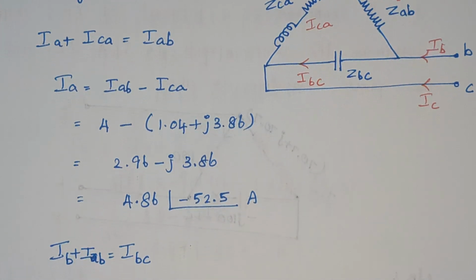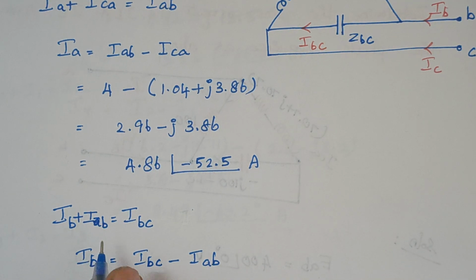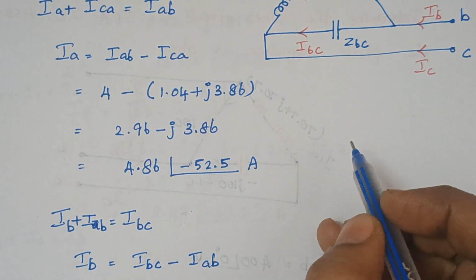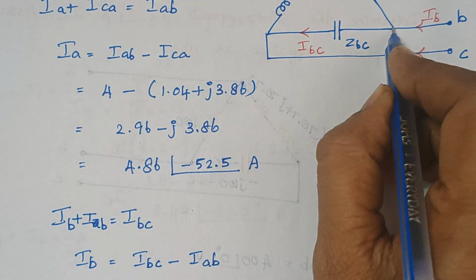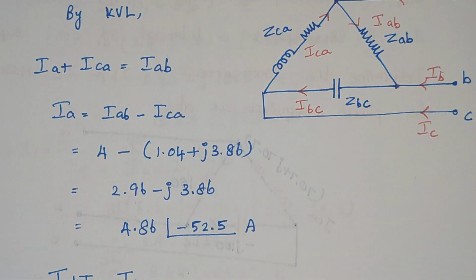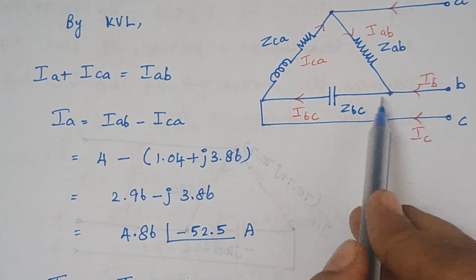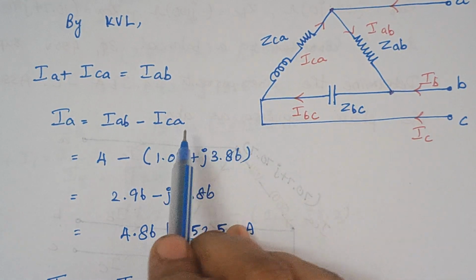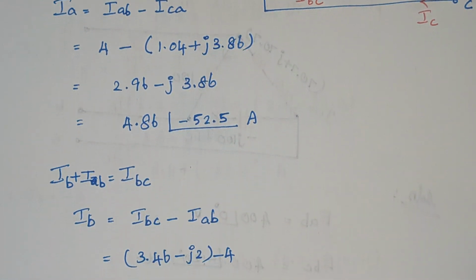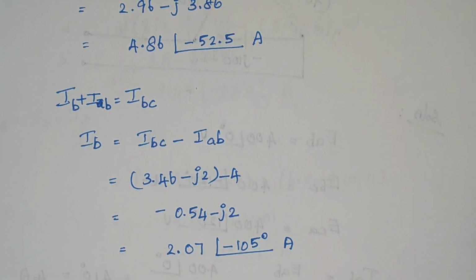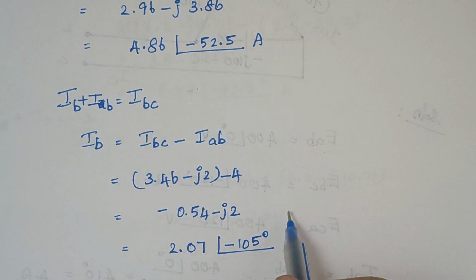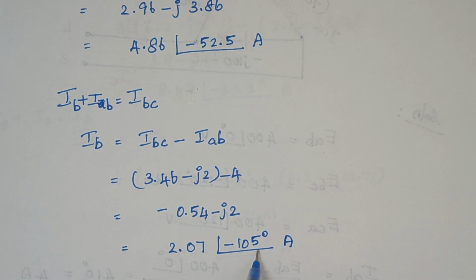Now the next thing is IB. Again we have to consider this node. IAB and IB are the currents that flow towards this node and IBC is the current that flows away. So just equate. Finally IB is given by IBC minus IAB. Just substitute and this is your final answer.